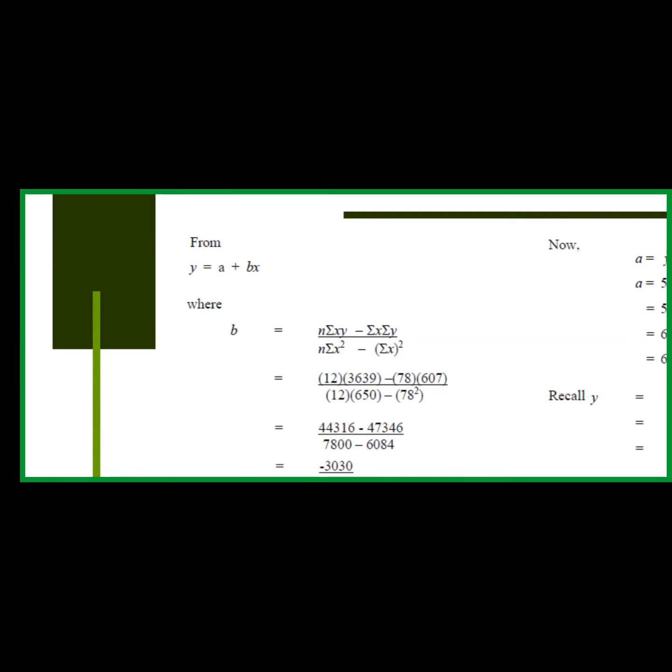So B equal to N summation XY minus summation X summation Y, over N summation X squared minus bracket summation X all over squared. So let's put the correct figures. B equal to, what is our N? Our N is 12. Good, 12. Multiplied by summation of XY, which is what?